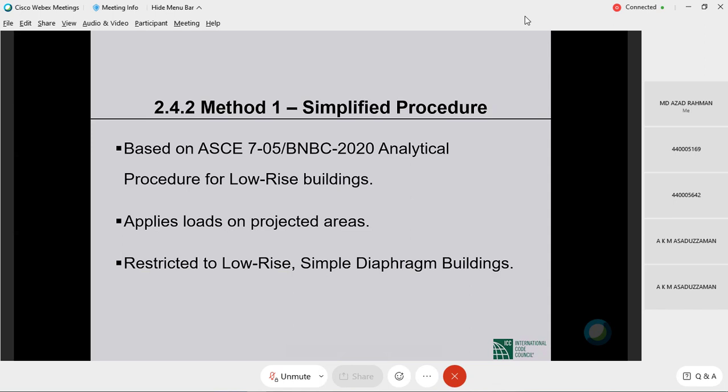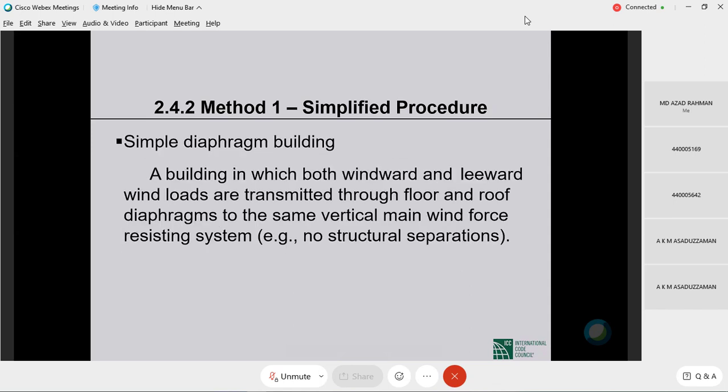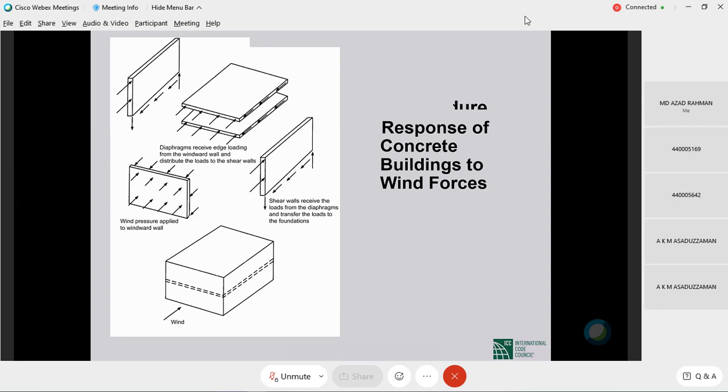So this is, as I said, based on the low-rise analytical procedure. It applies loads on projected areas, not perpendicular to the inclined surface, but on projected areas. It is restricted to low-rise buildings having mean roof height less than 60 feet, also less than the minimum plan dimension, and it applies only to simple diaphragm buildings. Simple diaphragm building, the definition I showed you before, I told you that I'll give you an example. So let us look at this.